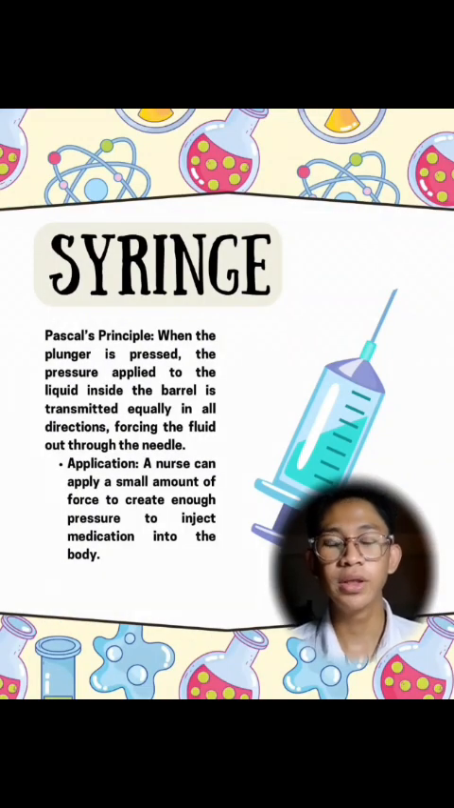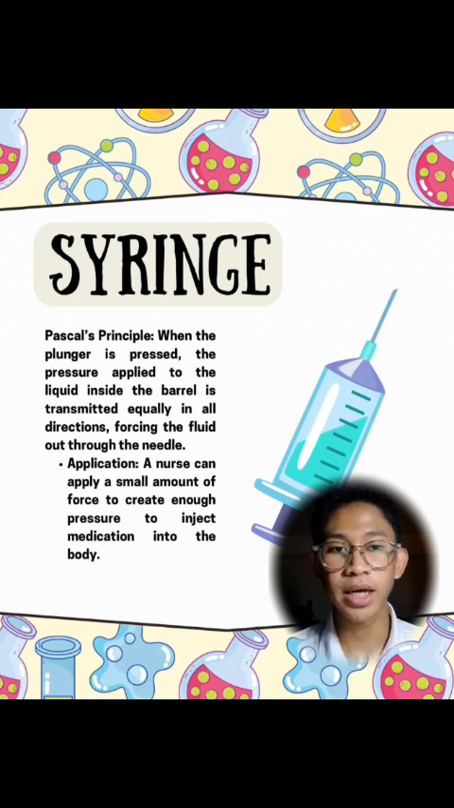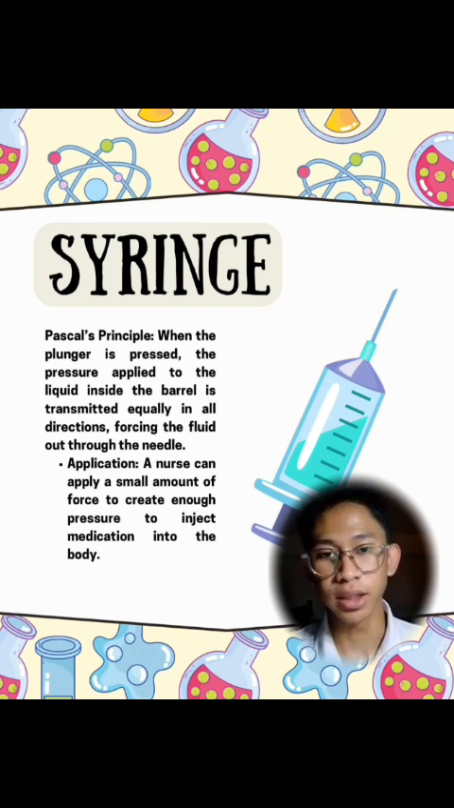And the next one is the syringe. Syringe is also one of the Pascal's principles because when the plunger is pressed, the pressure applied to the liquid inside the barrel is transmitted equally in all directions, forcing the fluid out through the needle. The application is when a nurse can apply a small amount of force to create enough pressure to inject the medication into the body.